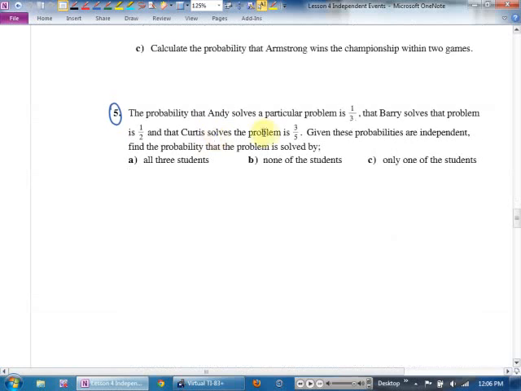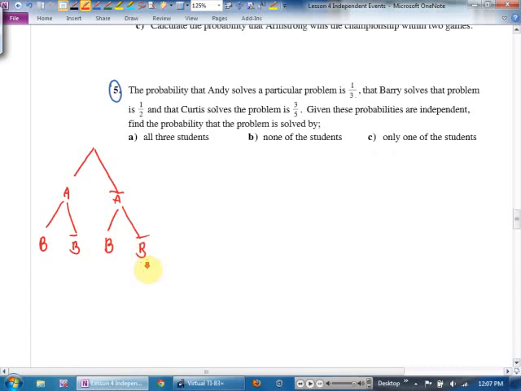Okay. How many people are there in this question, Brett? 3. Boy, I'll do a tree. This is about the limit of how big a tree I'll do. This is going to be a fairly complicated tree. It's Andy can solve it or not. Barry can solve it or not. Barry can solve it or not. Curtis can solve it or not.